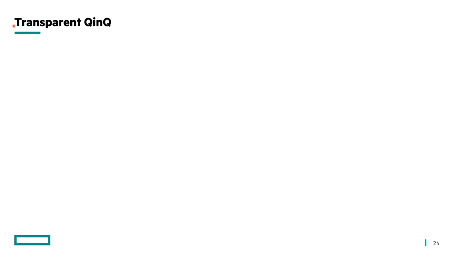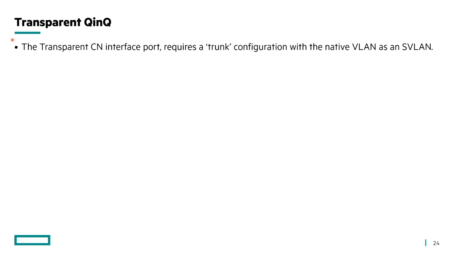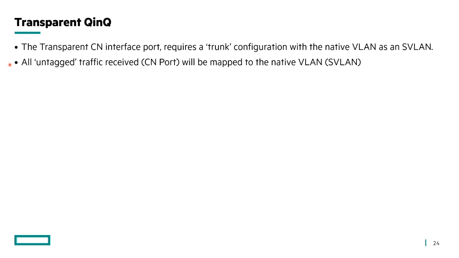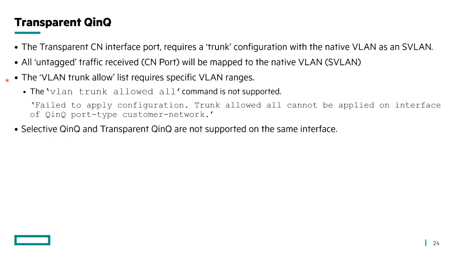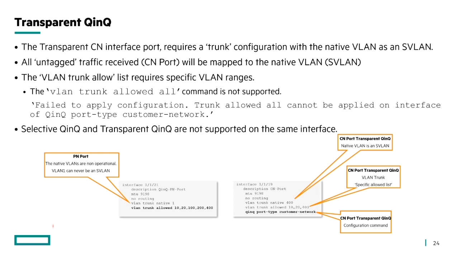So the transparent QinQ summary. The CN interface port requires a trunk configuration with the native VLAN configured as an SVLAN, and all untagged traffic received on the CN port will be mapped to the native VLAN, which, as I mentioned, is an SVLAN. The VLAN trunk allowed list requires ranges. The VLAN trunk allowed all command is not supported. If you do configure it by mistake, you will get this error message. Selective QinQ and transparent QinQ are not supported on the same interface. And again, the configuration reference here.